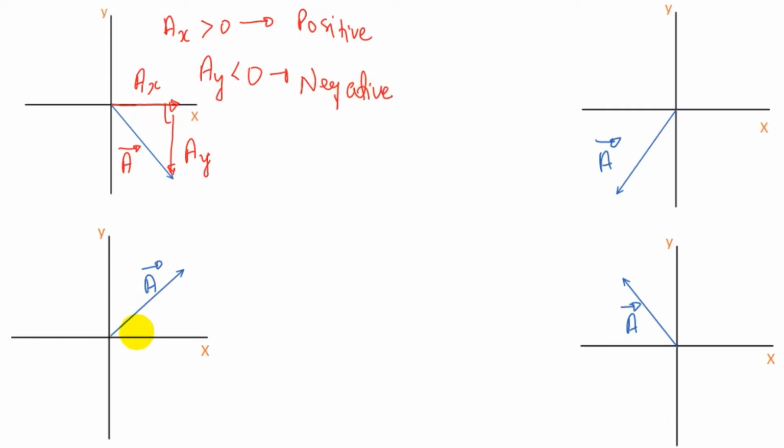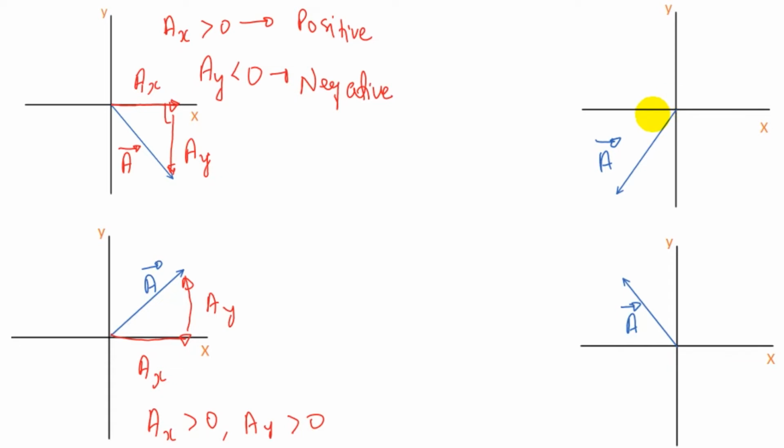Now let's move to the next. This case we have already discussed above. This is ax. This is ay. So here ay and ax both are positive. So ax is also greater than 0. ay is also greater than 0. This is the case we have just discussed in the previous slide.